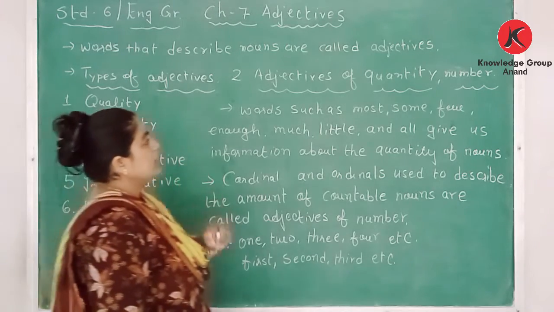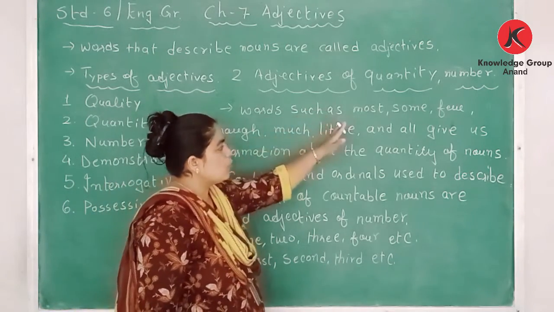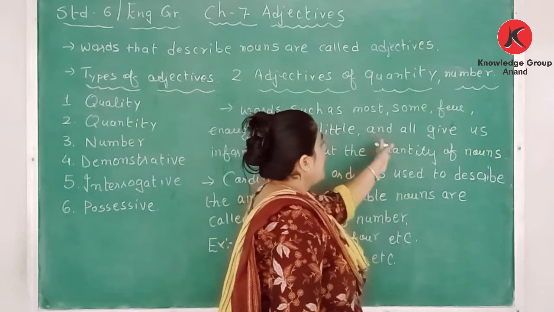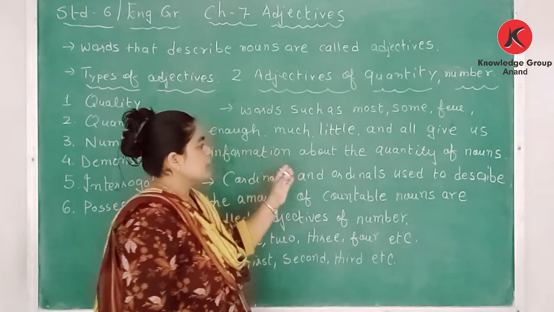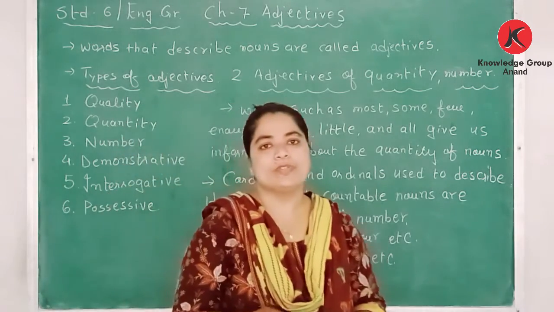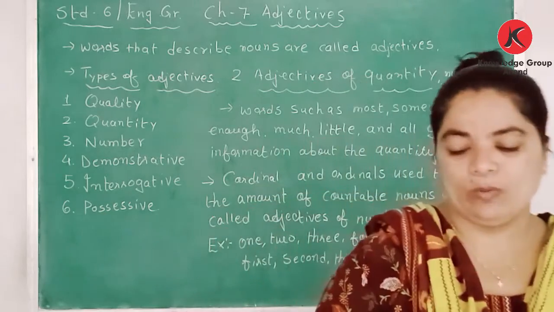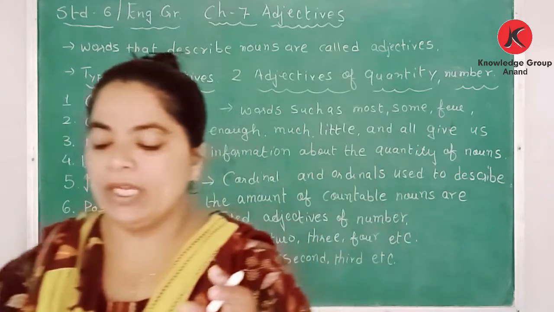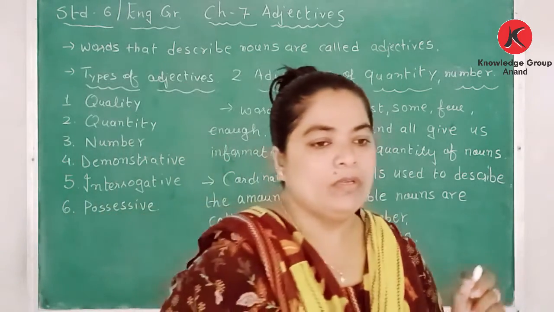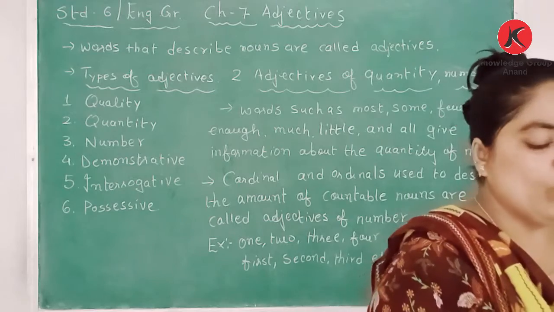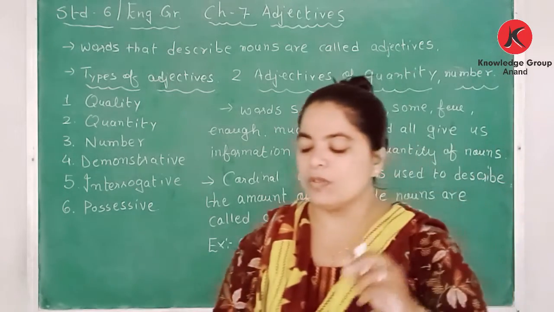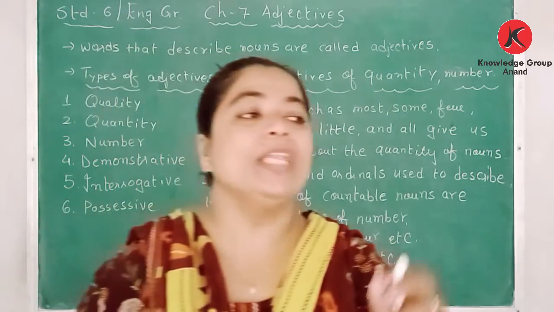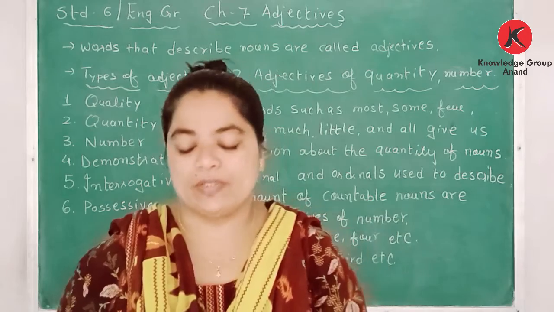Adjectives of quantity: words such as most, some, few, enough, much, little and all give us information about the quantity of nouns. In what quantity the noun is, it gives the information about. They are called the adjectives of quantity. They measure the noun, modify the noun and are also called quantifiers.